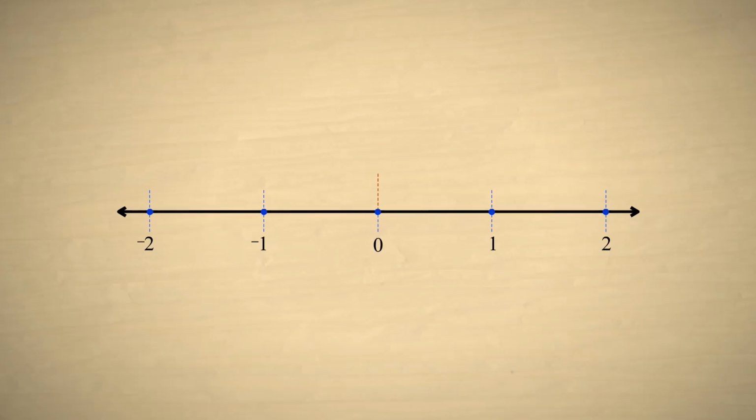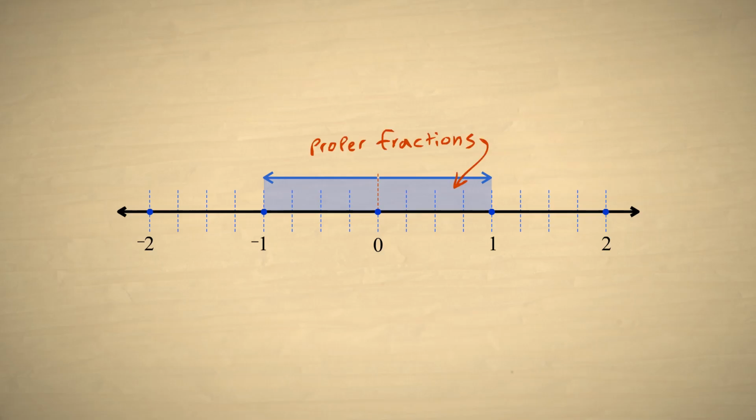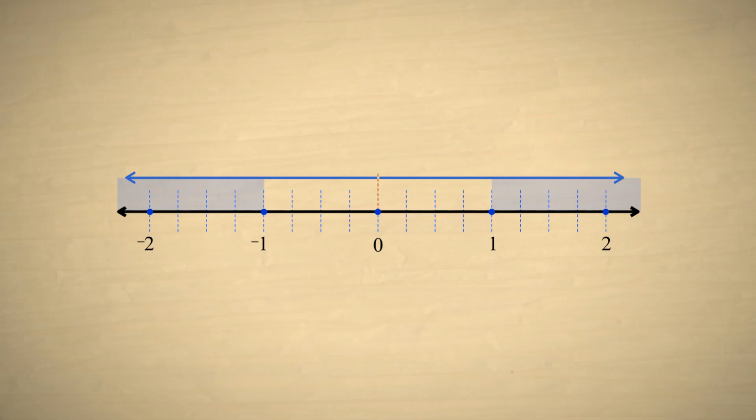On the number line, any fraction that represents a distance less than 1 unit from the origin is considered to be a proper fraction. Likewise, any fraction whose distance from the origin is 1 or greater is called an improper fraction.